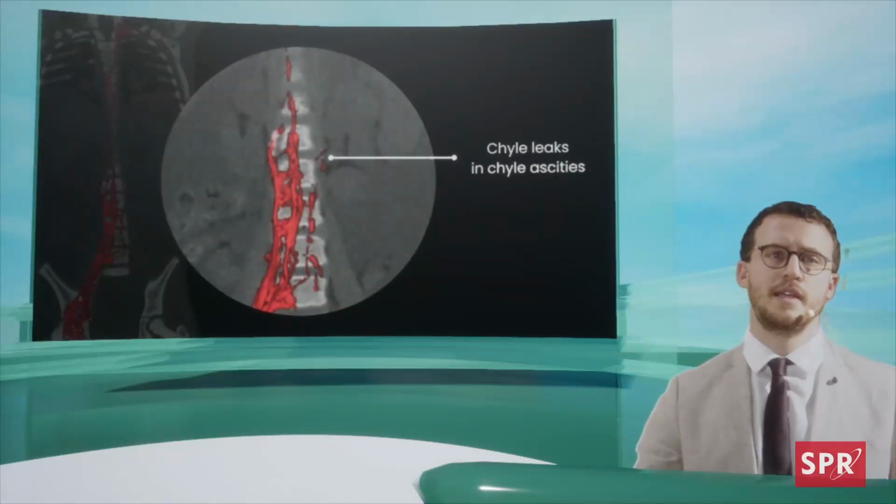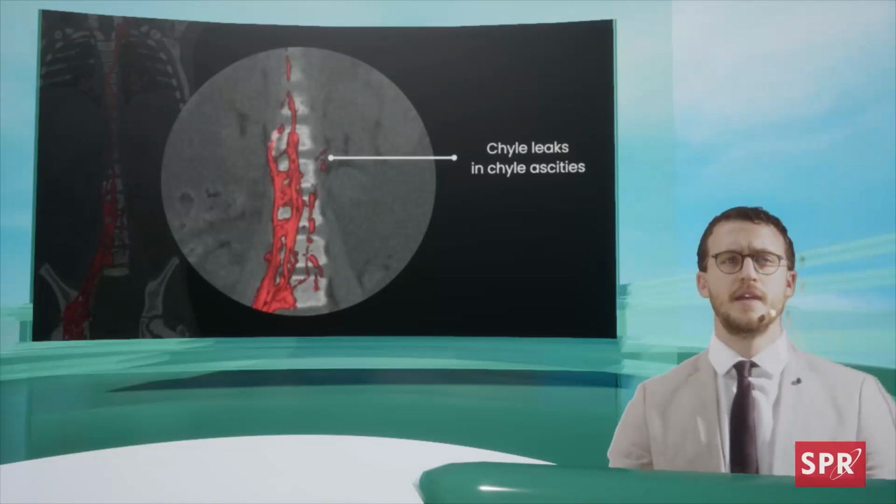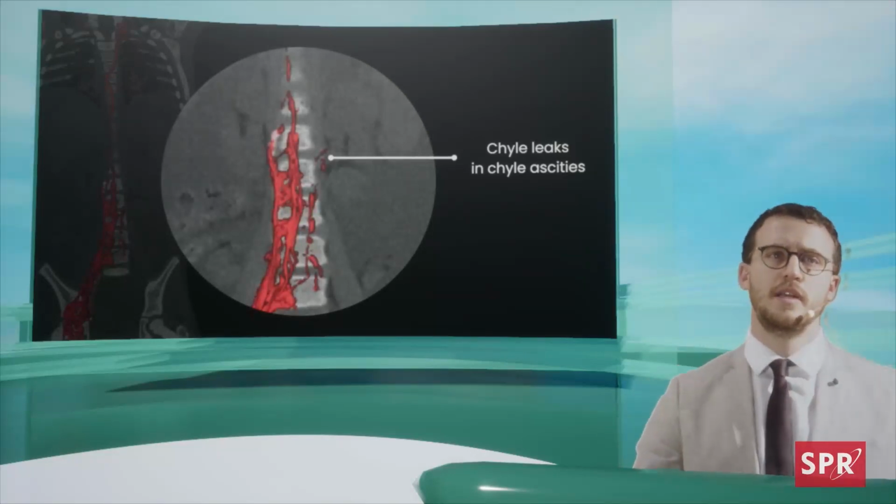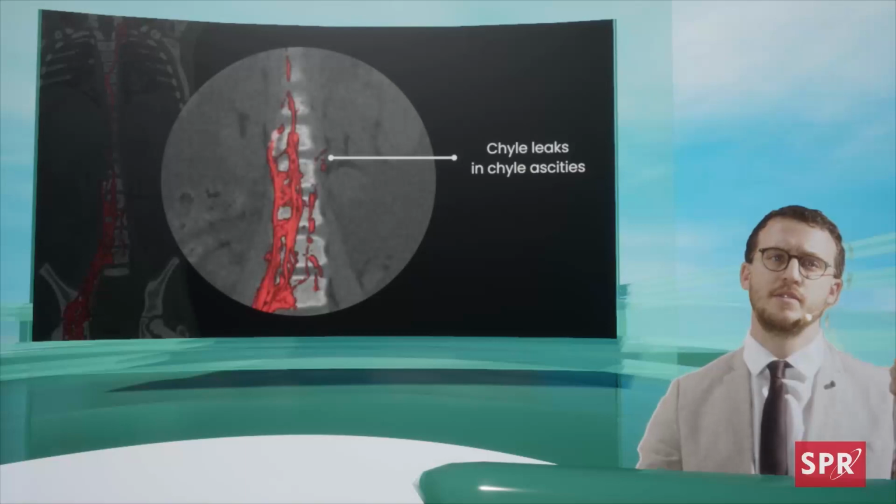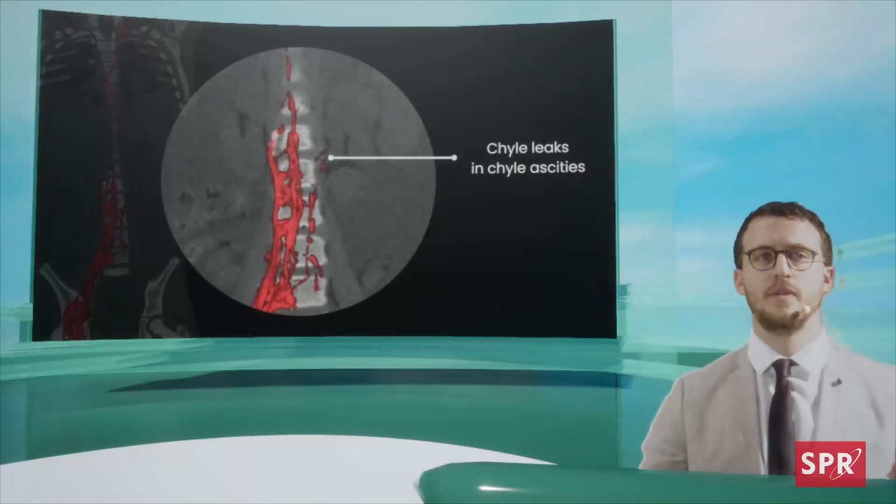Another case of chylothorax in our CT lymphangiography. Here at right, you can see the whole body and how the thoracic duct is all enhanced after the procedure.